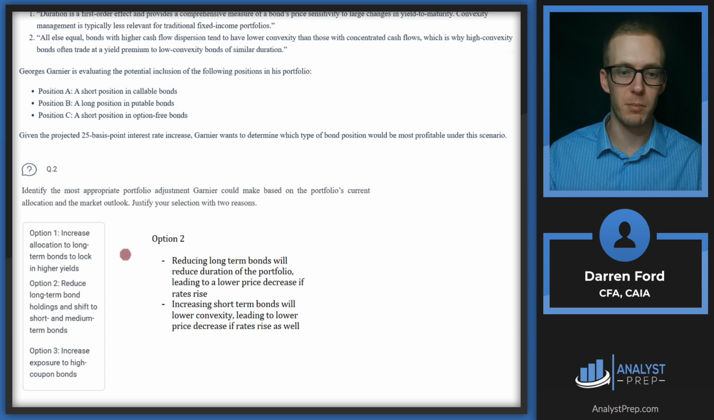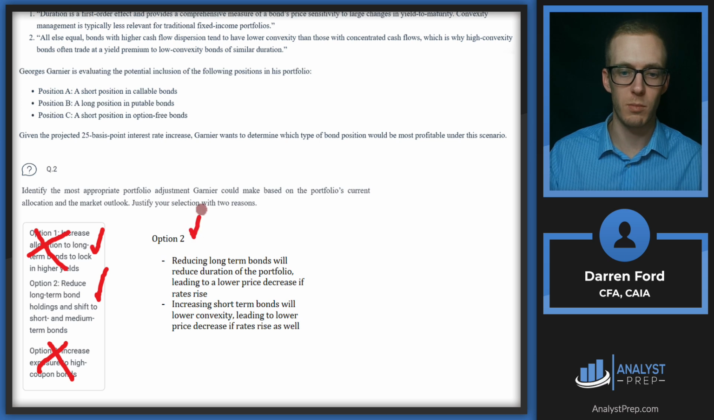And I didn't include these on here, but ruling out option 1 and 3. So option 1, increasing allocation to long-term bonds to lock in higher yields. That's going to increase our duration, which is the opposite of what we talked about wanting to do here. And then increasing exposure to high coupon bonds. So having higher coupon bonds will lower your duration, but not to the same magnitude as reducing long-term bond holdings. So we can rule out 1 and 3 with that.